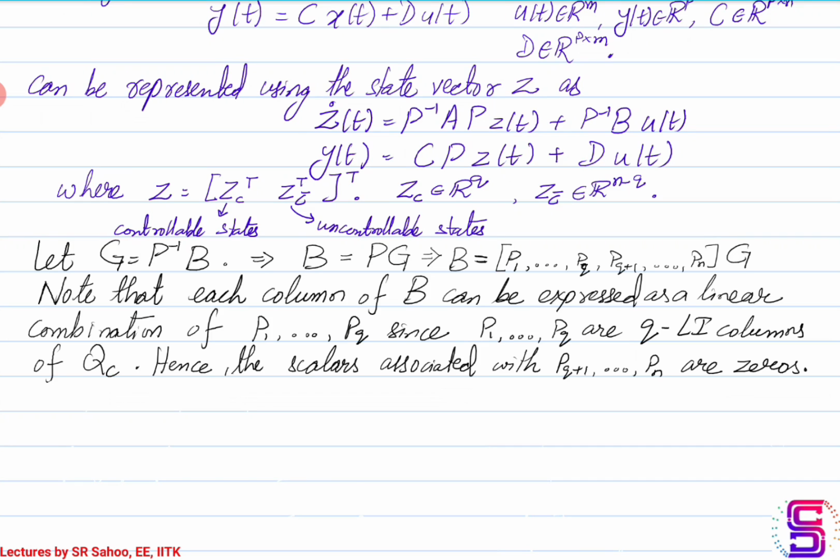We will first see what is the structure of P inverse B. So let's say that P inverse B is equal to some matrix G, which indicates that B, the matrix B from the original state space representation, is nothing but P multiplied with G.